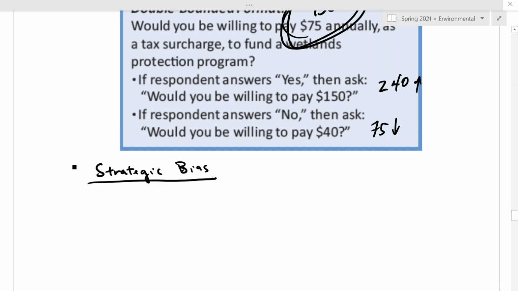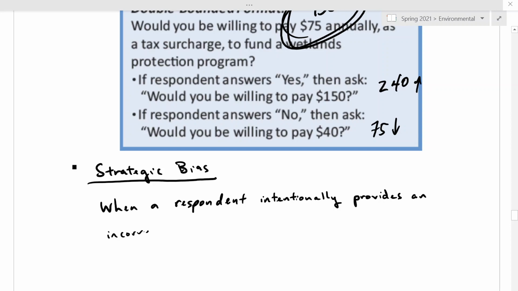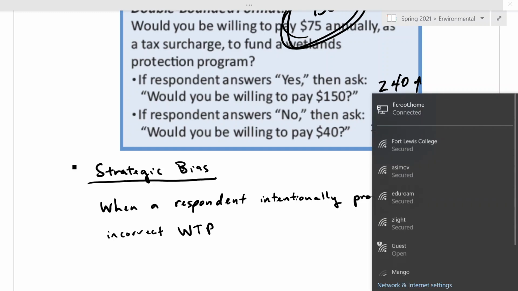This is when a respondent intentionally provides an incorrect willingness to pay in order to advance a policy outcome.